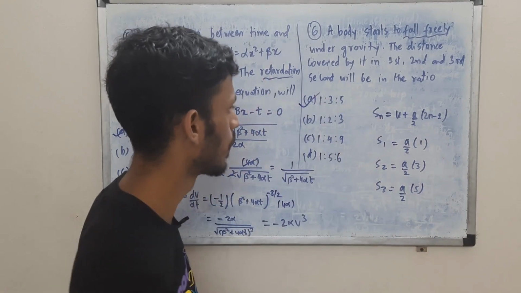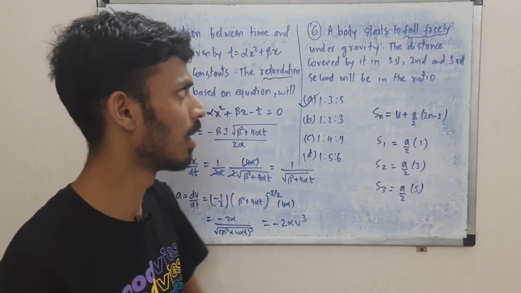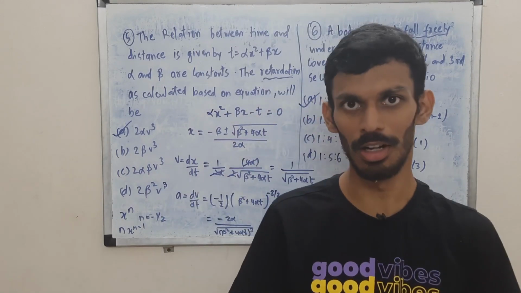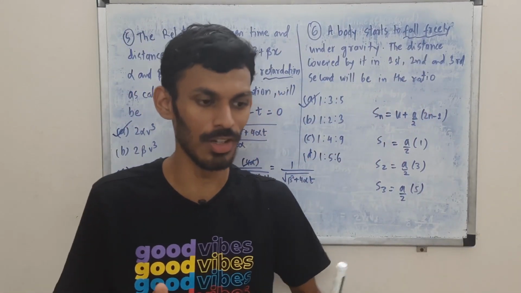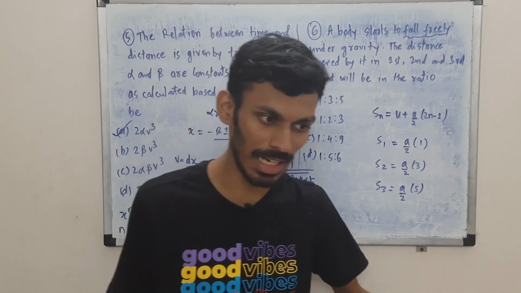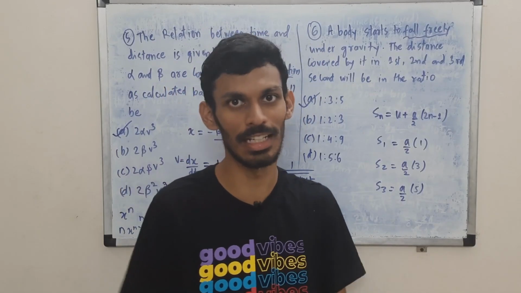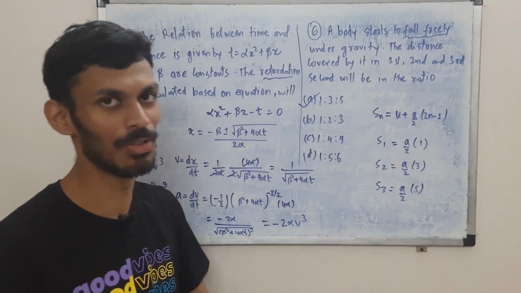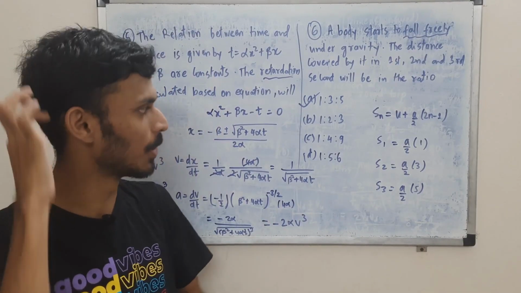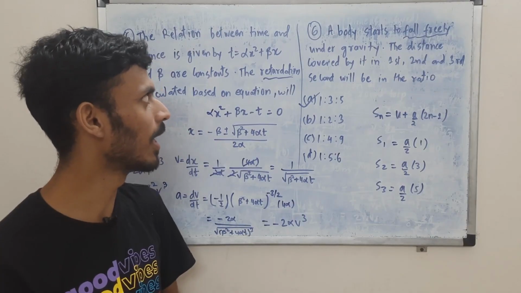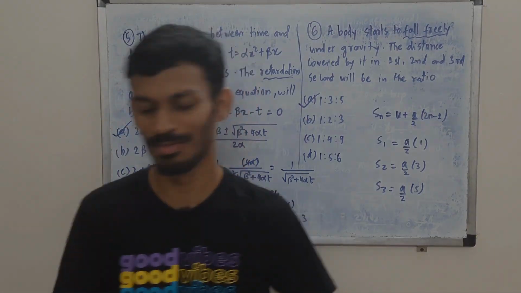So option A. Do let me know also, what if this was the distance over the second: distance in the first second, distance covered in the second second, distance covered in the third second. In that case, which option would have been correct? Would it be the same one, or would it be different? Do let me know in the comment section. So over to the next question.